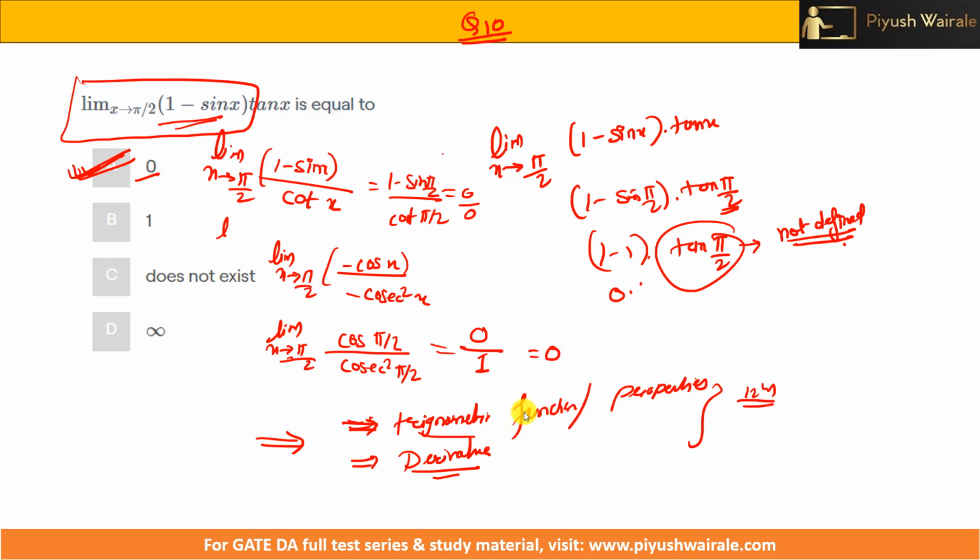You can just go through this one. Just take the standard trigonometric functions, the properties, and the derivatives, the standard ones, and how to take the derivative. That will be enough.